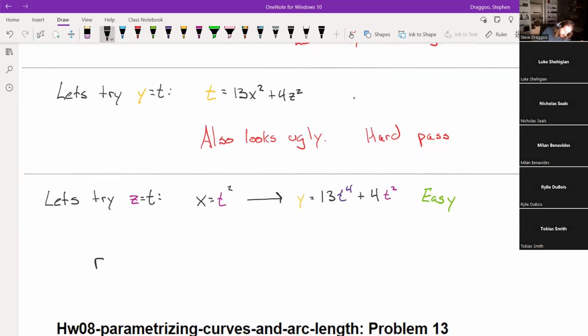So in the end, my parameterization, r of t, this thing is: x is t squared, y is 13t to the fourth plus 4t squared, and z is t. And that's my handy dandy parameterization. At least the one that worked.